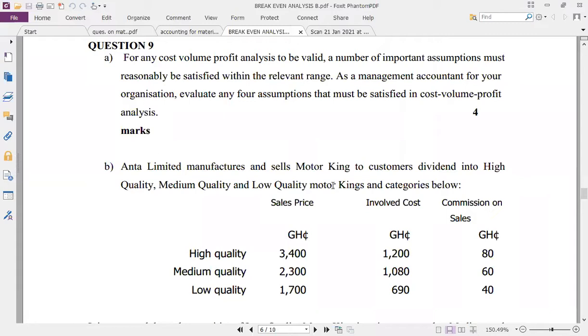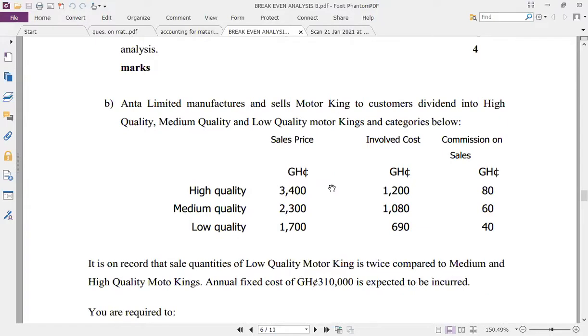The first one was assumptions. Four of the assumptions, you can code them. I'll go to the B. B says that Anta Limited manufactures and sells motorcanes to customers divided into high quality, medium quality, and low quality motorcanes, and the categories below. So sales price, high, medium, and low, all of them are there. Involved costs and commission on sales, all of them are there.